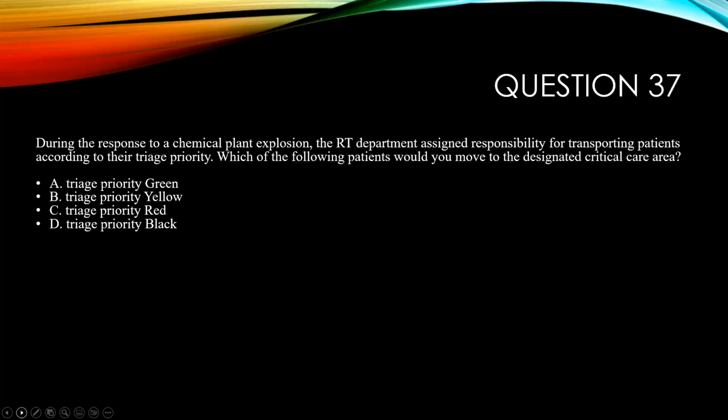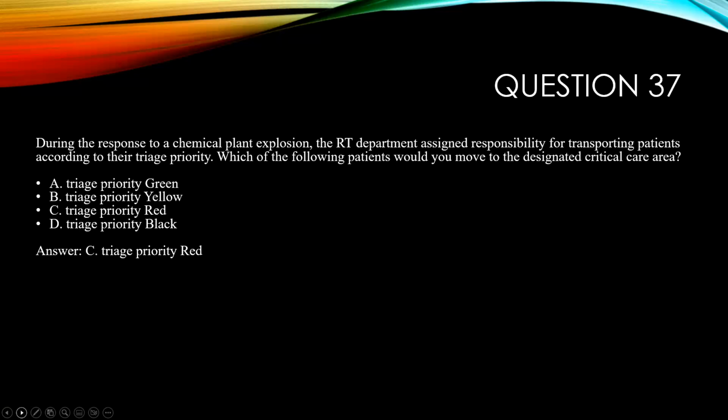Question 37. During the response to a chemical plant explosion, the RT department assigns responsibility for transporting patients according to their triage priority. Which of the following patients would you move into the designated critical care area? A, triage priority green, B, triage priority yellow, C, red, D, black. So think back. You're not going to get a ton of questions on disaster management, but there'll be a few of them on the exam. So just knowing some of the basics can be real helpful.